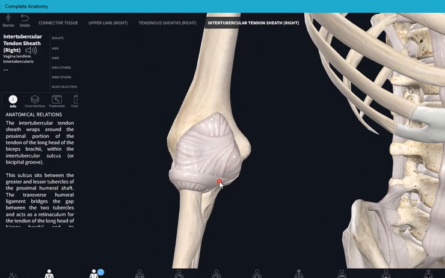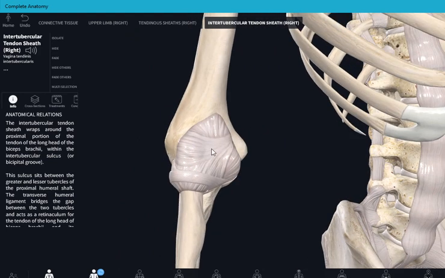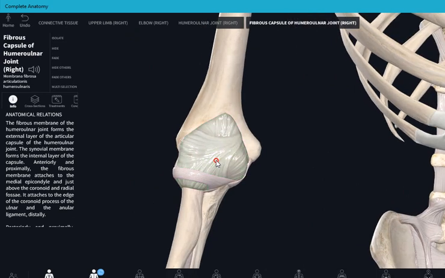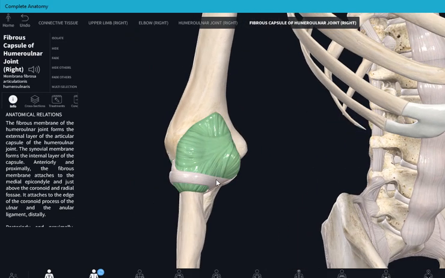Now after visualizing all those on the shoulder joint, we can pass to the elbow joint. On the elbow joint, we have different ligaments. This ligament here is going to be called the fibrous capsule of the humeroulnar joint. So the humeroulnar joint has a fibrous capsule.